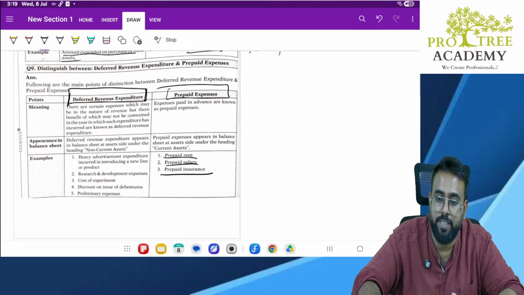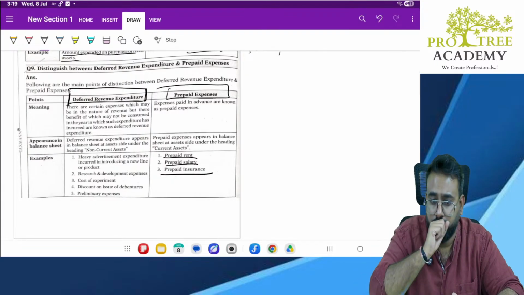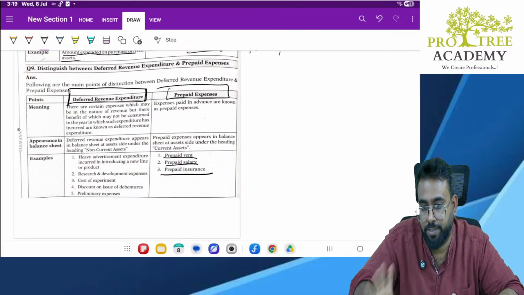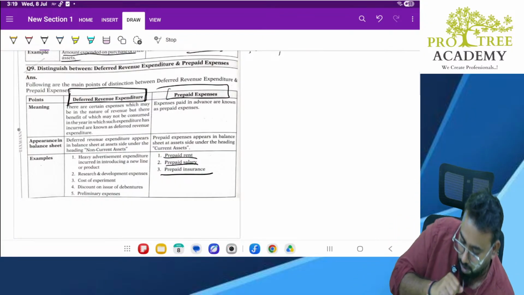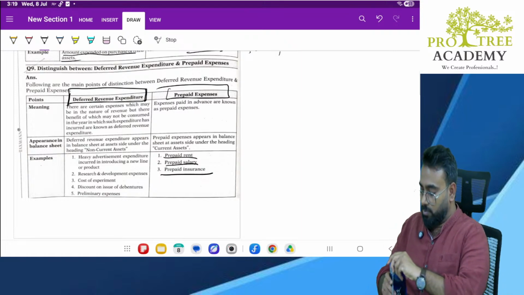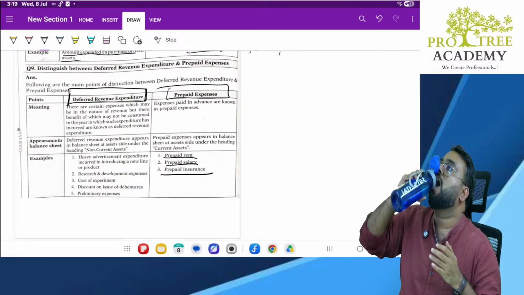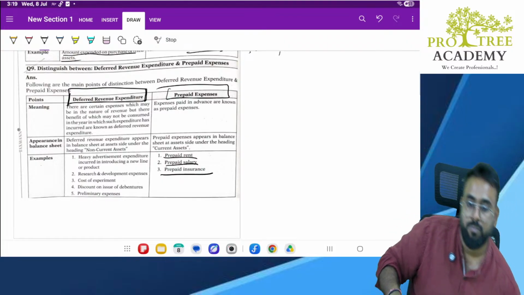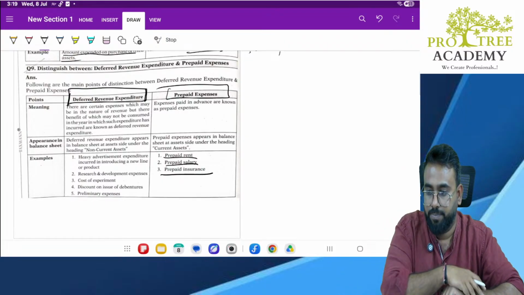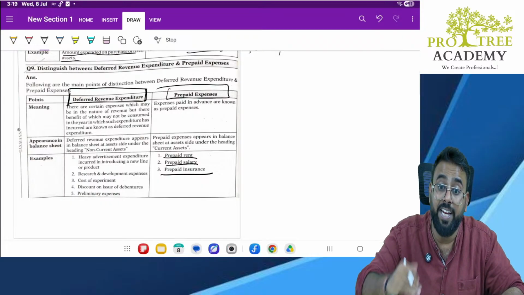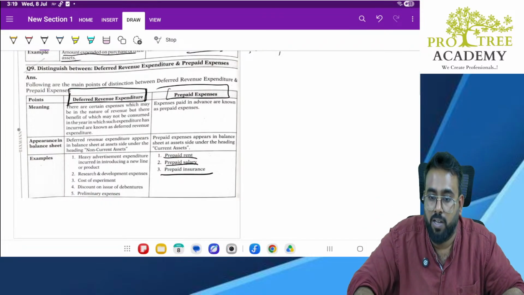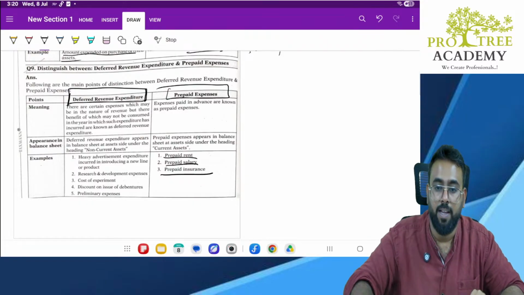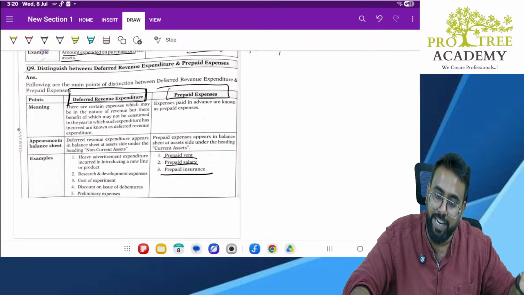Prepaid expense, why sir, what is the difference? Prepaid expenses is something where we pay in advance. Example, insurance. Example, insurance. Now salary. We paid salary in advance, 6 months. Correct or no? Have we taken the service there? Not yet. We have only made the payment.